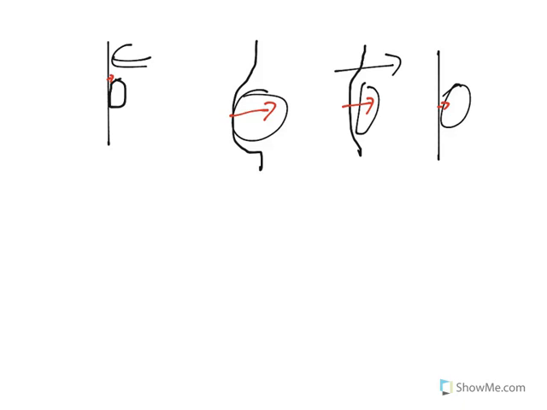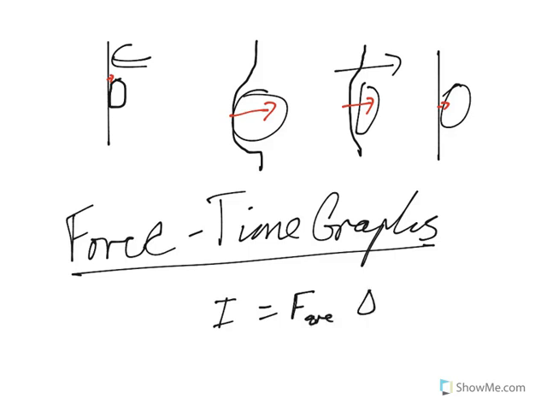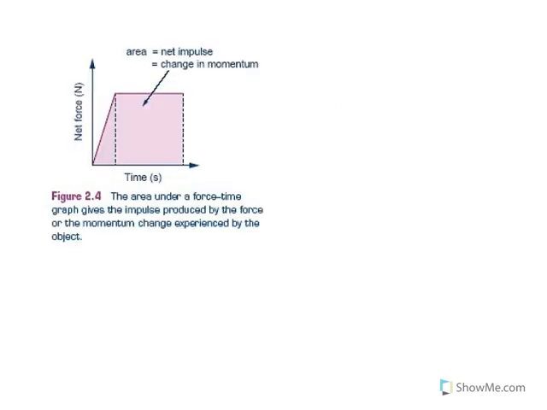So what we really need to do is look at force time graphs. They're the things that are really going to be useful to us. Why are they going to be useful to us? Well, remember that impulse is average force and the time. So if we have a force time graph, we've got these two things, so we should be able to find the impulse.